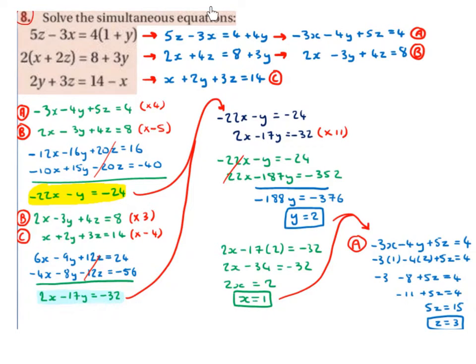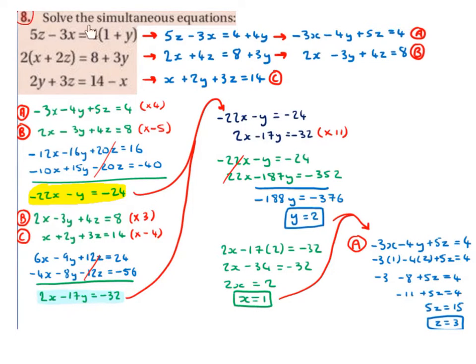Solve the simultaneous equations. 5z minus 3x equals 4 times 1 plus y. 2 times x plus 2z is equal to 8 plus 3y. And 2y plus 3z is equal to 14 minus x. So what we want to do is multiply out the brackets wherever we have brackets, and then take any term containing an x, y, or z over to the left of the equal sign, and any constants over to the right of the equal sign.